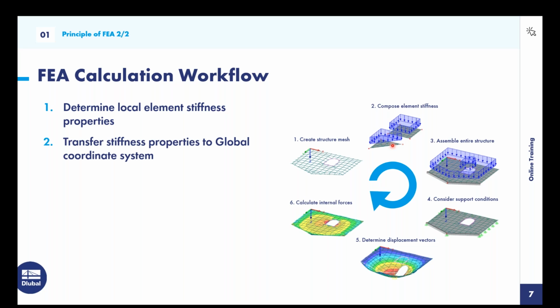the program changes the stiffness properties at each node to the global coordinate system. So the element stiffness is composed. Then in the third step, the composition of the entire structure takes place. In the fourth step, the boundary conditions and supports are then defined. These, for example, could consist of sliding, rigid, or hinge supports.